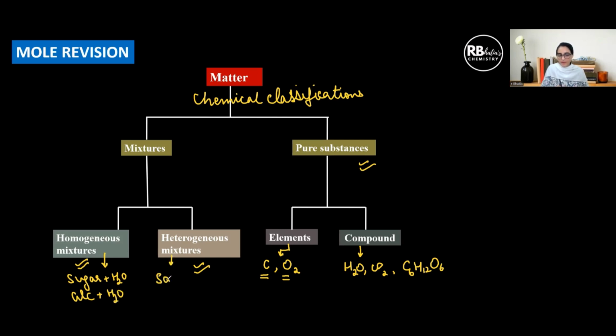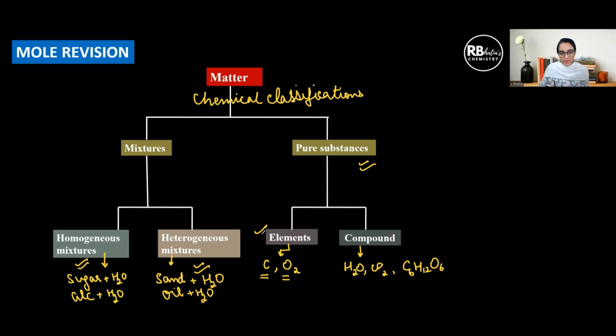Heterogeneous mixtures are those which do not completely mix with each other, but form different phases, such as sand and water, or maybe oil and water, right? So, this is chemical classification. Remember, it is classified as mixtures and pure substances. Mixtures are classified as homogeneous and heterogeneous. Pure substances are elements and compounds.